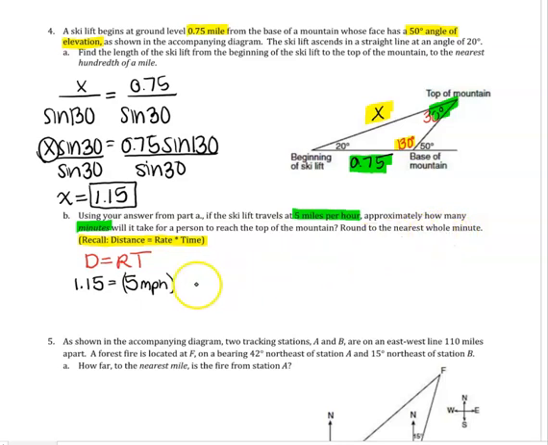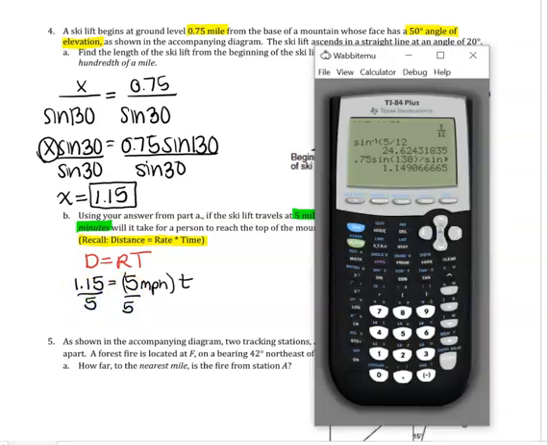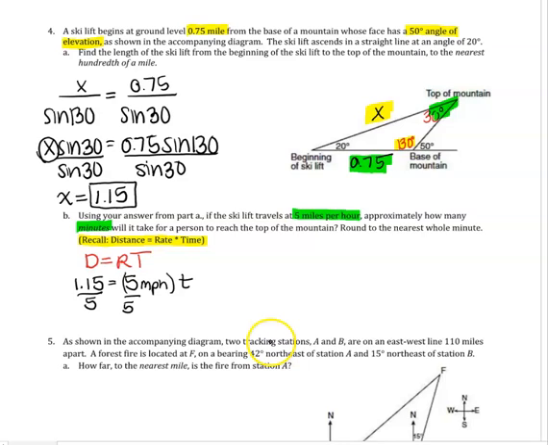I want to find out how much time passes. So if I were to solve for time, I would take that number and divide by 5. So 1.15 divided by 5. I'm getting 0.23.